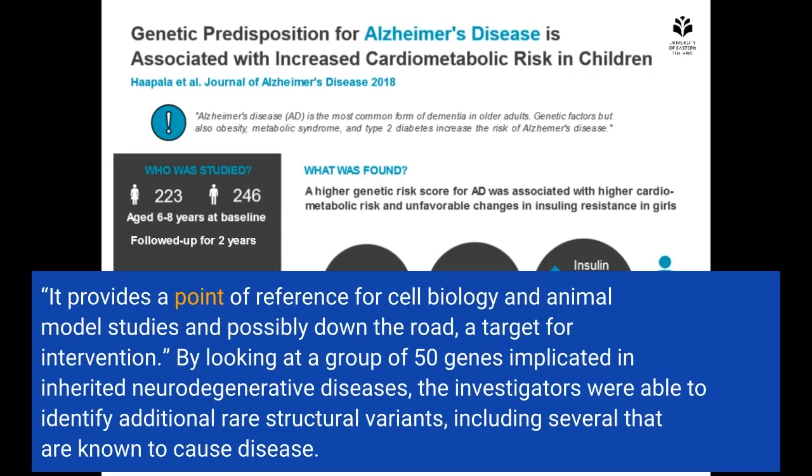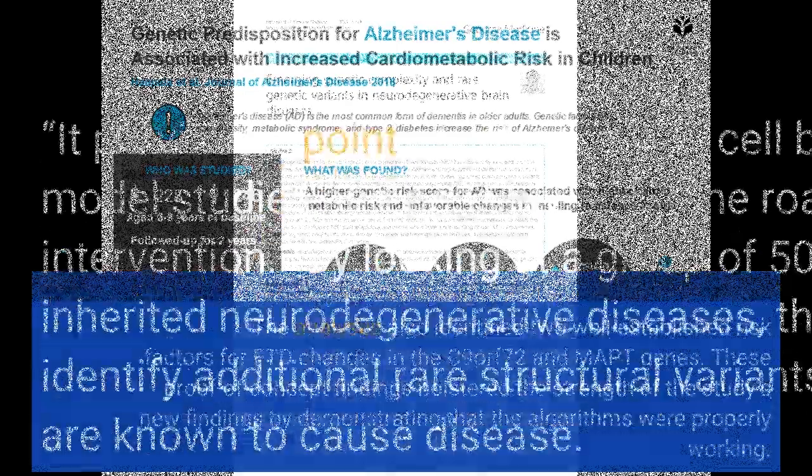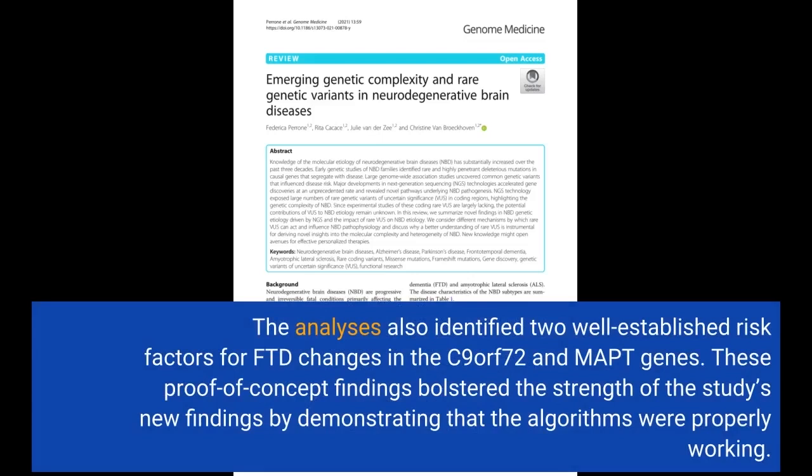By looking at a group of 50 genes implicated in inherited neurodegenerative diseases, the investigators were able to identify additional rare structural variants. The analyses also identified two well-established risk factors for FTD, changes in the C9orf72 and MAPT genes. These proof-of-concept findings bolstered the strength of the study's new findings by demonstrating that the algorithms were properly working.